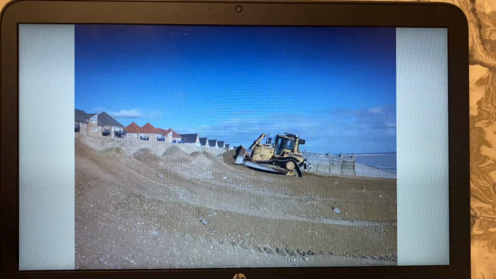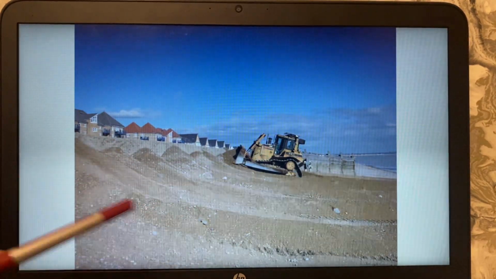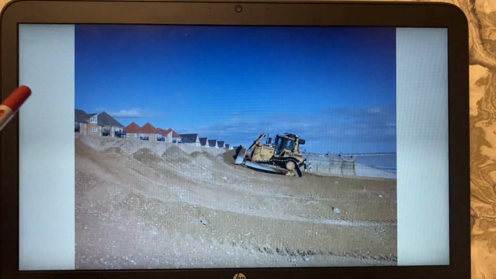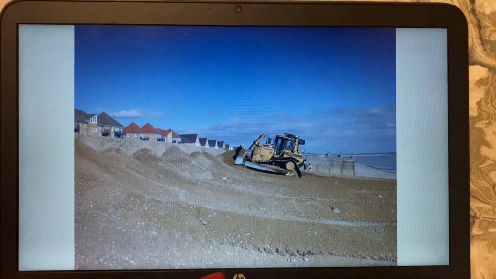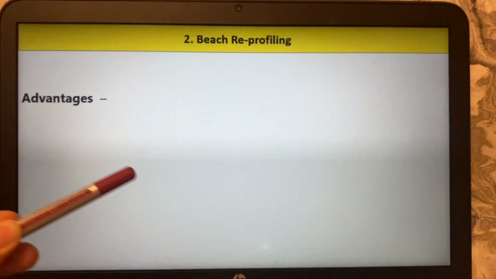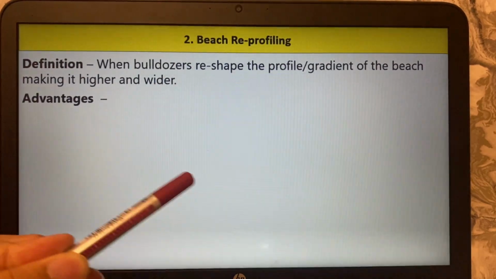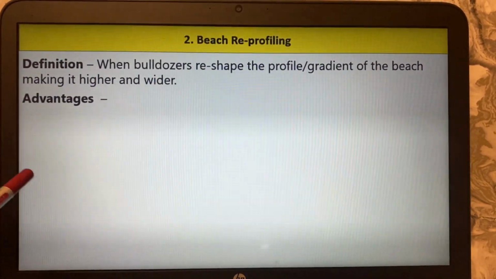Here's another method that's very similar. As you can see, the bulldozer, the tractor, is doing something with the sand in order to create that kind of high and wide profile. This method is known as beach reprofiling. When you reprofile something, you make it look the way you want it again. So we call it reprofiling when bulldozers reshape the profile of the beach to make it higher and wider.